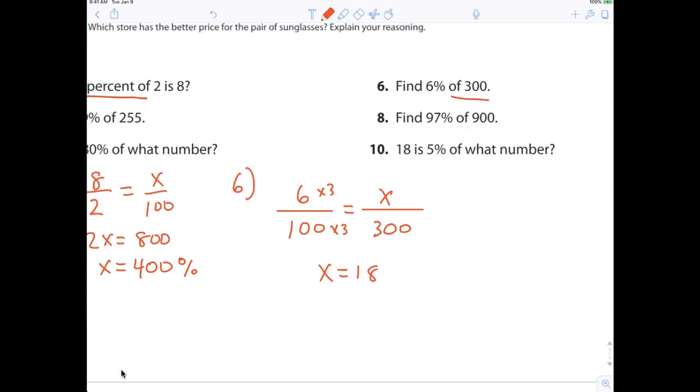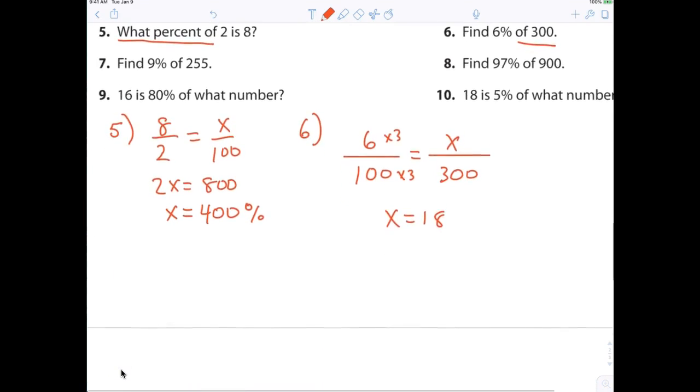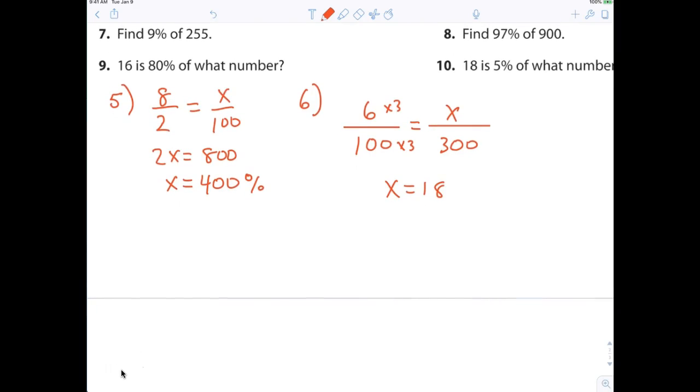What? Do we have to do word problems? Come on, I'm on question number 7. Yes, we're doing the word problems. All right, Bradley, go. So it's 9 over 100. And then X over 255. Yes, X over 255.